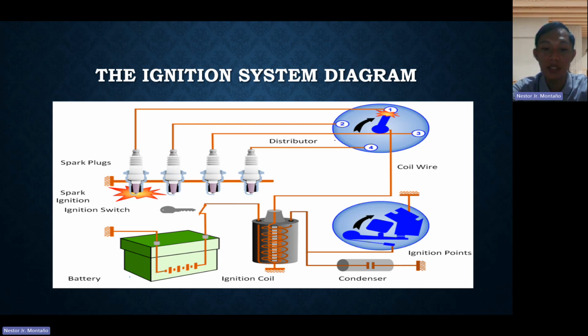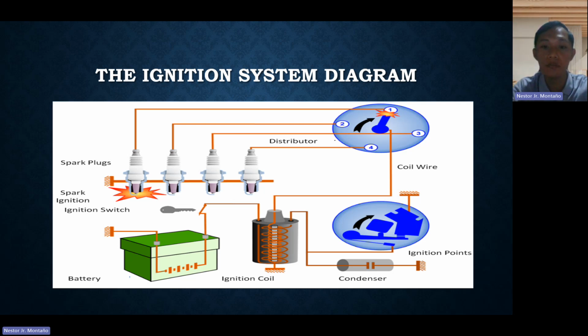The combustion pushes the piston down, generating power. This process repeats in each cylinder, maintaining engine operation. And that's the ignition system diagram and how it works.